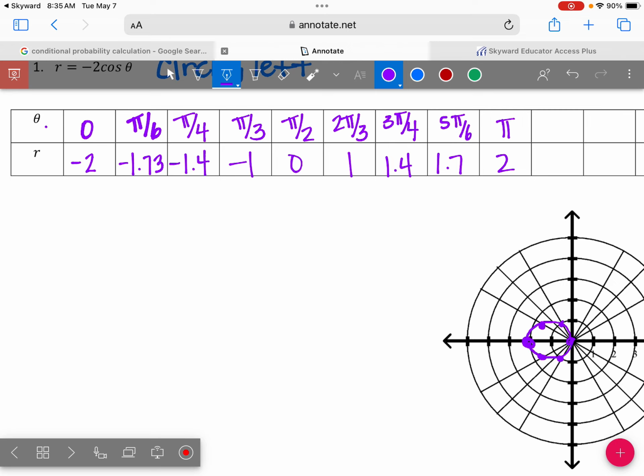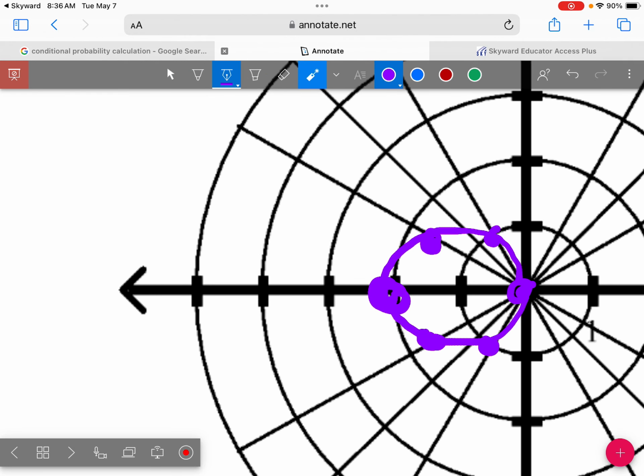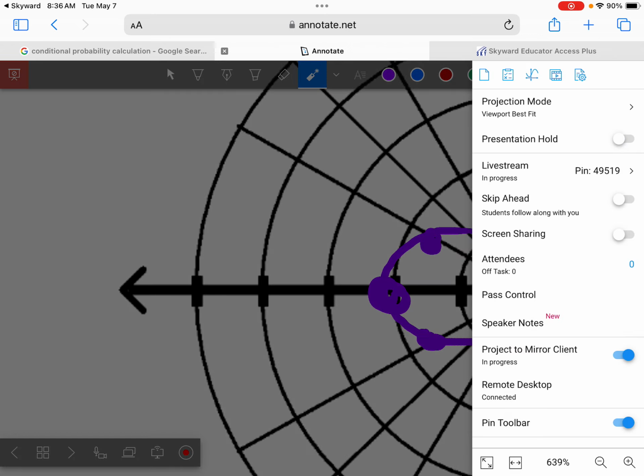And as I'm graphing it, I know that it's going to reflect across the x-axis. So when I'm plotting a point, I know that if I have a point here, I'm going to have one right here because it's symmetrical across this x-axis. So I'll give you a minute to finish out that graph to the very best of your ability, and then we'll start working on number 2.